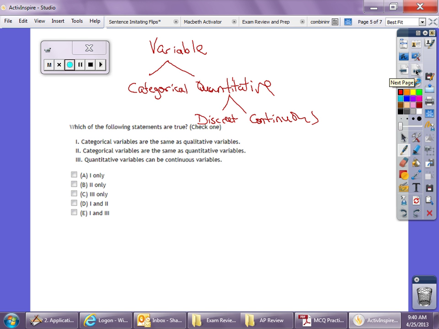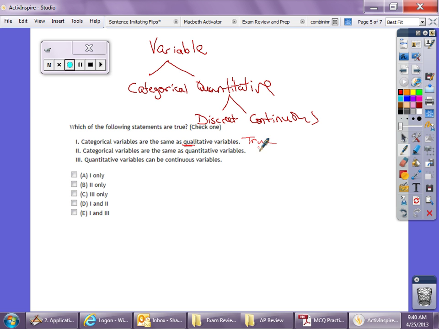Which of the following statements are true? Categorical variables are the same as qualitative variables. That is a true statement. Okay, categorical and qualitative are the same. Qualitative, not quantitative. Be very careful. Qualitative. Number 2, categorical variables are the same as quantitative variables.